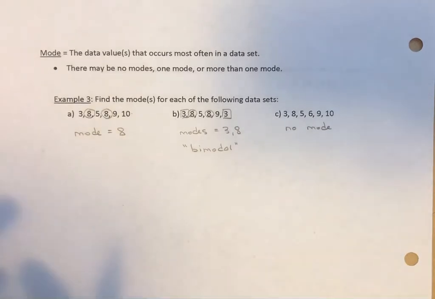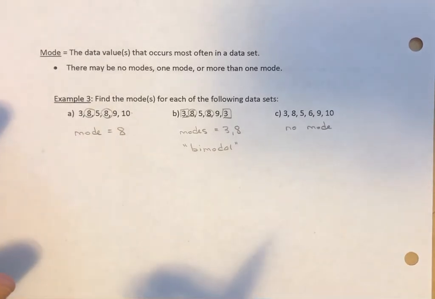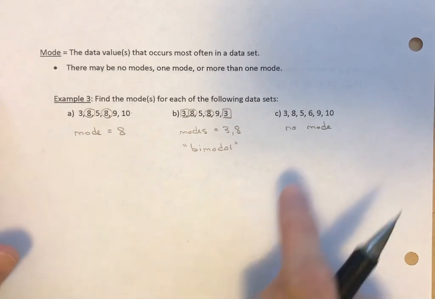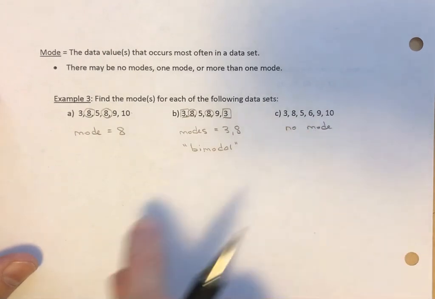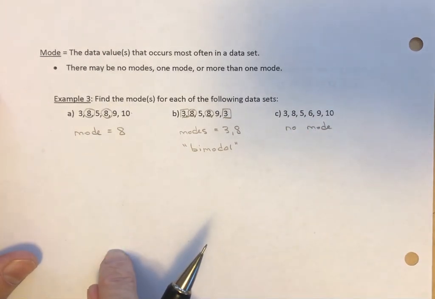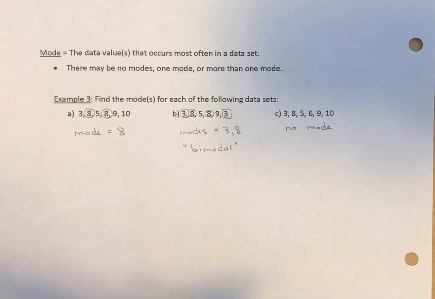When it comes to Desmos, there is no mode functionality in Desmos or most of your statistical calculators. It's just a matter of taking a look at the data set and seeing what appears the most often. So there you have it. Your measures of central tendency, the mean, the median, and the mode.